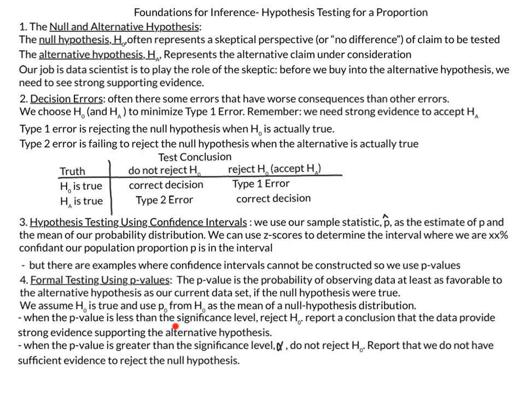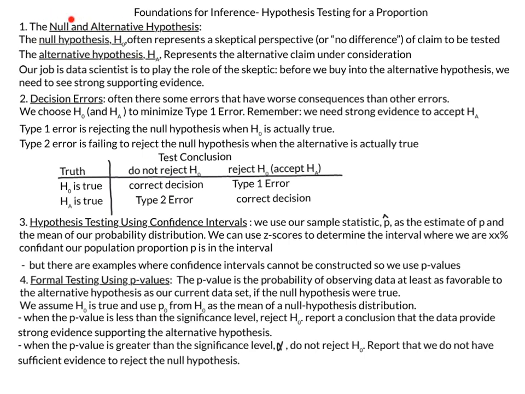So when the p-value is less than the significance level, which we call alpha, we reject H0 and we report a conclusion that the data provides strong evidence supporting the alternative hypothesis. And when the p-value is greater than the significance level, alpha, we do not reject H0 and report we do not have sufficient evidence to reject the null hypothesis. So we'll do examples of this as well. So that concludes our overview.